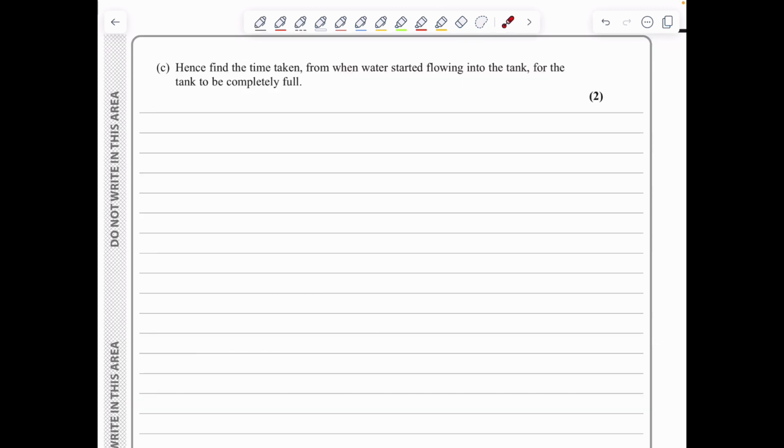In part C, we need to find the time taken from when water started flowing into the tank for the tank to be completely full. Well, let's start with the equation we obtained for h in terms of t. And we know that if the tank is full, this simply means that we are looking for a height of 5 because that's the height of the container. So I will be substituting. We've got 5 to the 3 over 2 is equal to 513 over 1000 t plus 216 over 125.